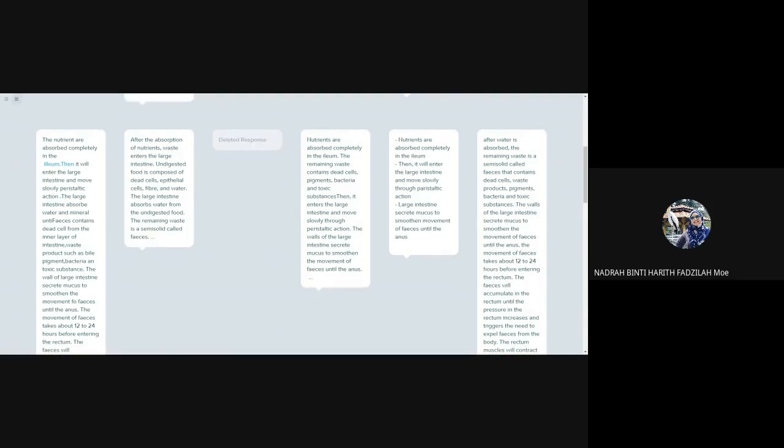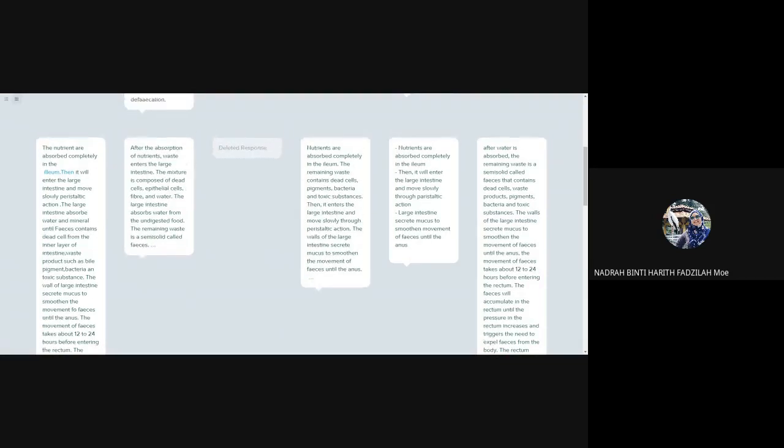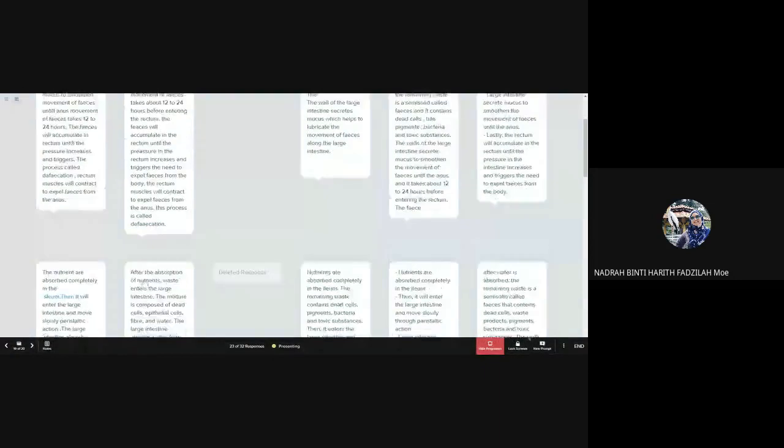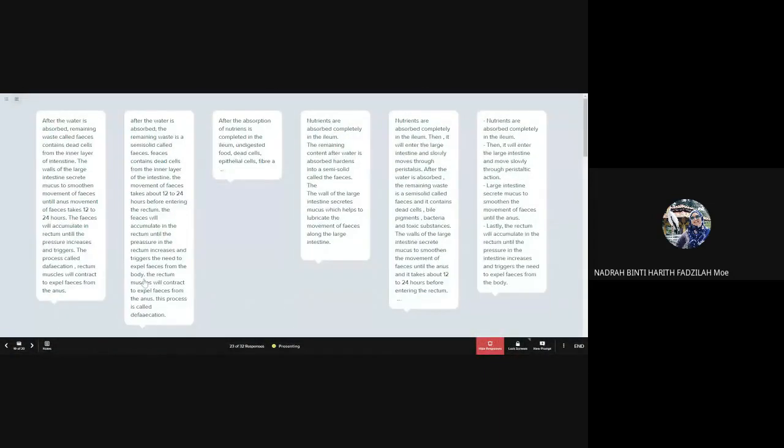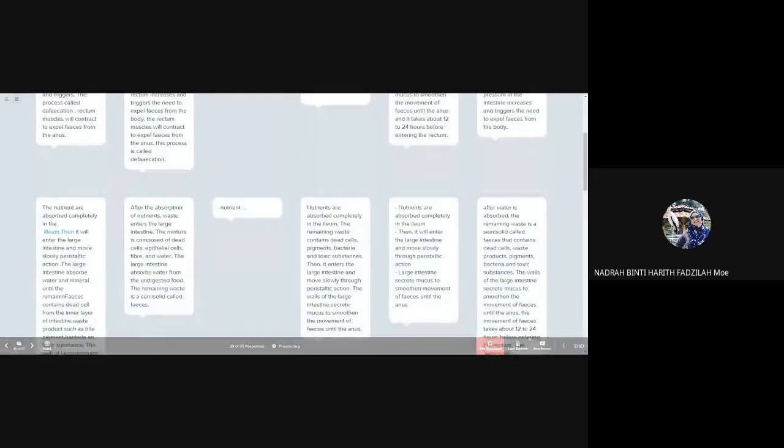Okay, dia nak tambah dah. Saya baru nak tunjuk. Nanti jap, tambah dulu. 1, 2, 3, 4, 5, 6, 7, 8.